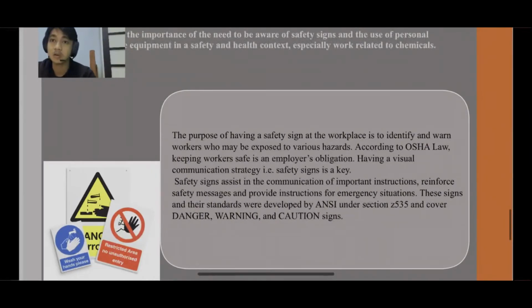So the last question that I'm going to explain is about the importance of the need to be aware of safety signs and the use of PPE, especially for work related to chemicals. The purpose of having a safety sign at the workplace is to identify and warn workers who may be exposed to various hazards. According to OSHA law, keeping workers safe is an employer obligation. Having a visual communication strategy, for example, safety signs, is key.